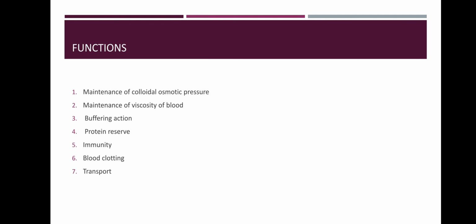And we will see blood clotting. Fibrinogen and prothrombin are responsible for blood clotting. So we have covered albumin in colloidal osmotic pressure, globulin in immunity, and fibrinogen and prothrombin in blood clotting. These four types of plasma proteins are seen in the functions of plasma proteins.